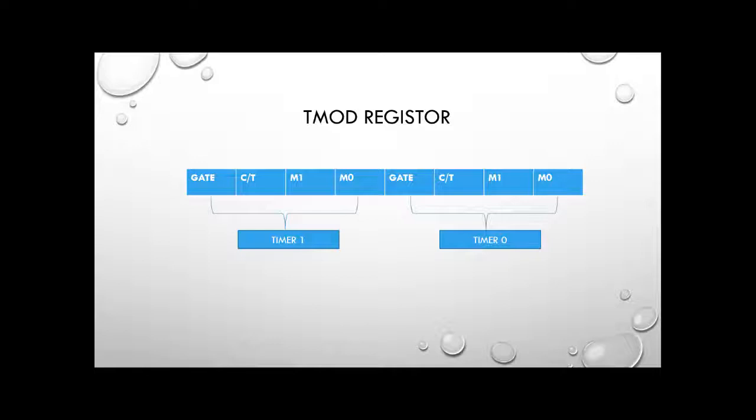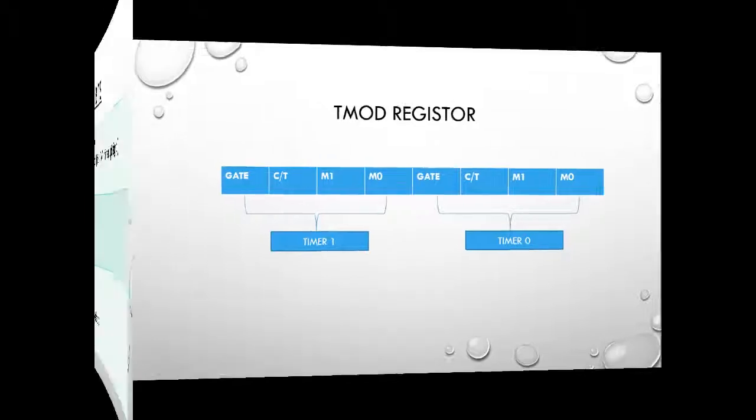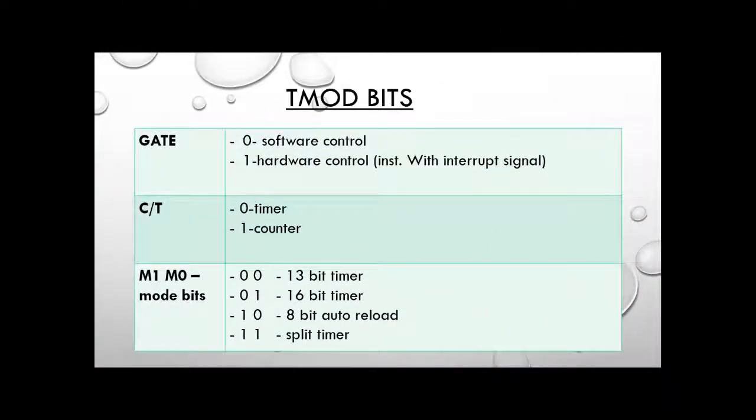The C/T bit is used to select whether it is to be used as a counter or a timer. When its value is 0, it is used in timer mode and it counts the internal pulses. When its value is 1, it is used as a counter and it counts the clock inputs at pins T0 and T1. The next is the gate bit. When the value of the gate bit is 0, the timer is completely controlled by the instructions, while when its value is 1, the timer will be controlled by the interrupt and the instructions as well.